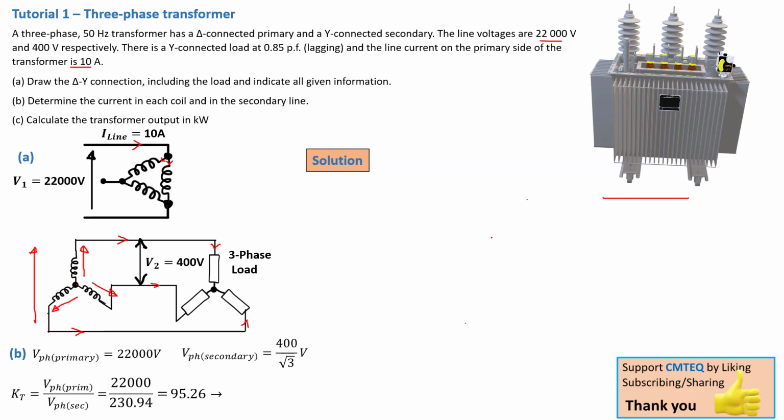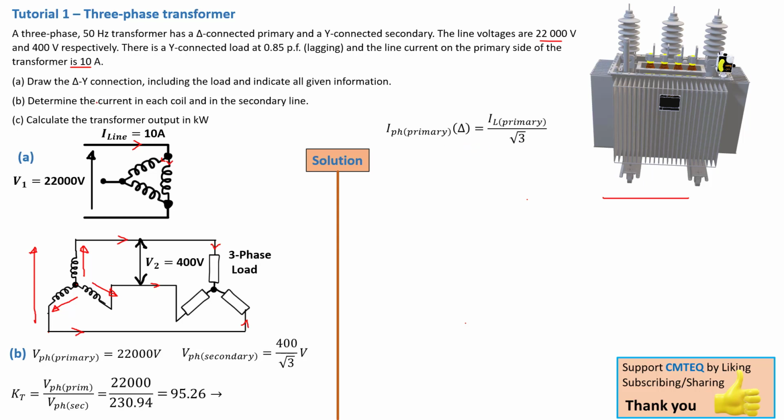So now we proceed to finish our tutorial. We're going to say the I phase primary, we know that is equal to the I line primary divided by the square root of 3. And this is, obviously, in delta.